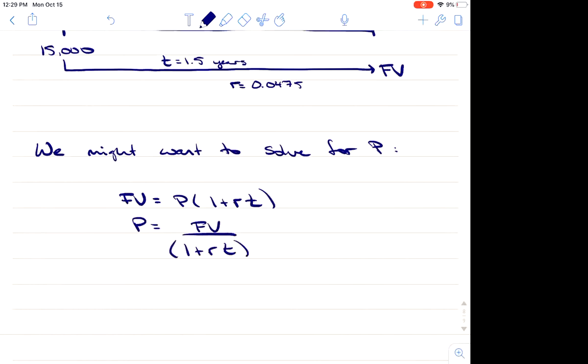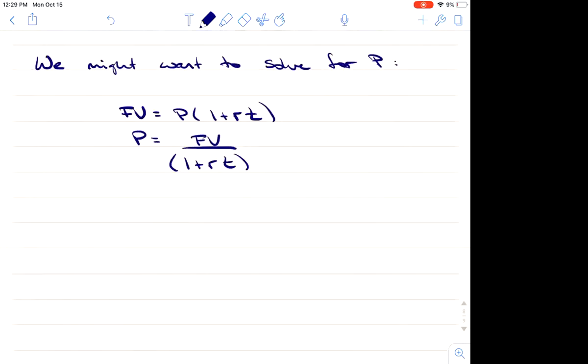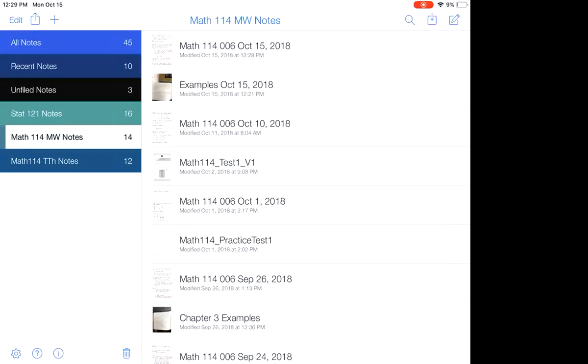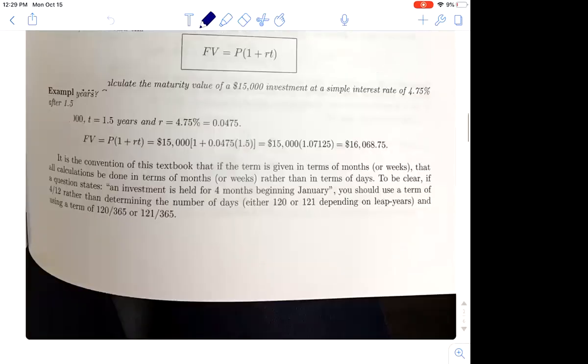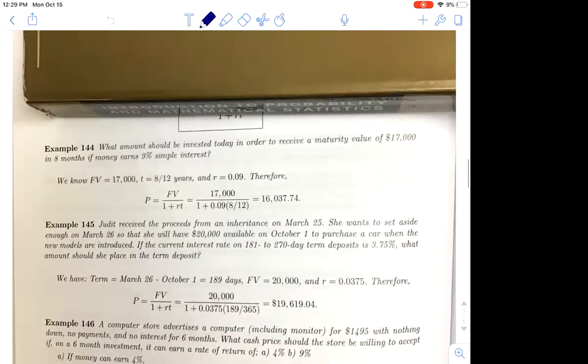So if you build your timeline and you see that, oh boy, I have to calculate a bunch of P's, right? Then it might be nice to just develop the general formula so you can just plug stuff in to all of them, right? So let's do an example where we have to solve for P. Example 144.